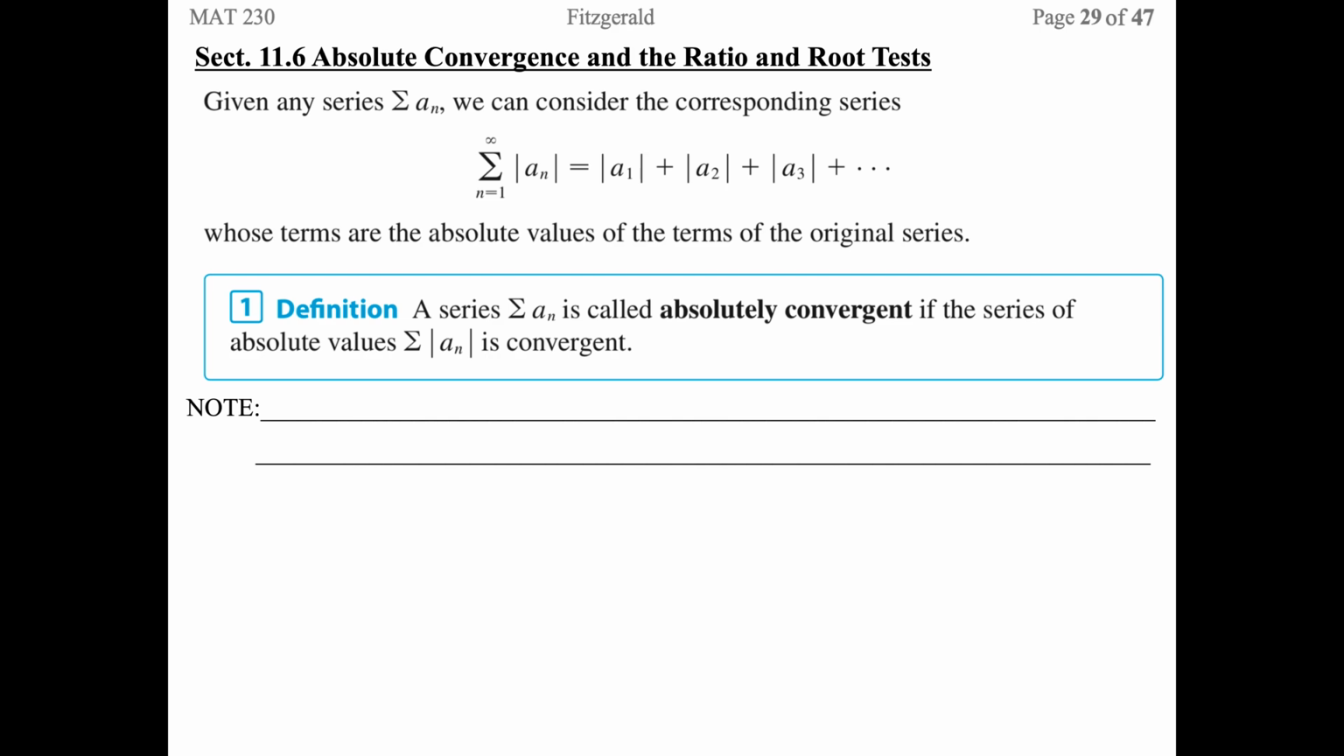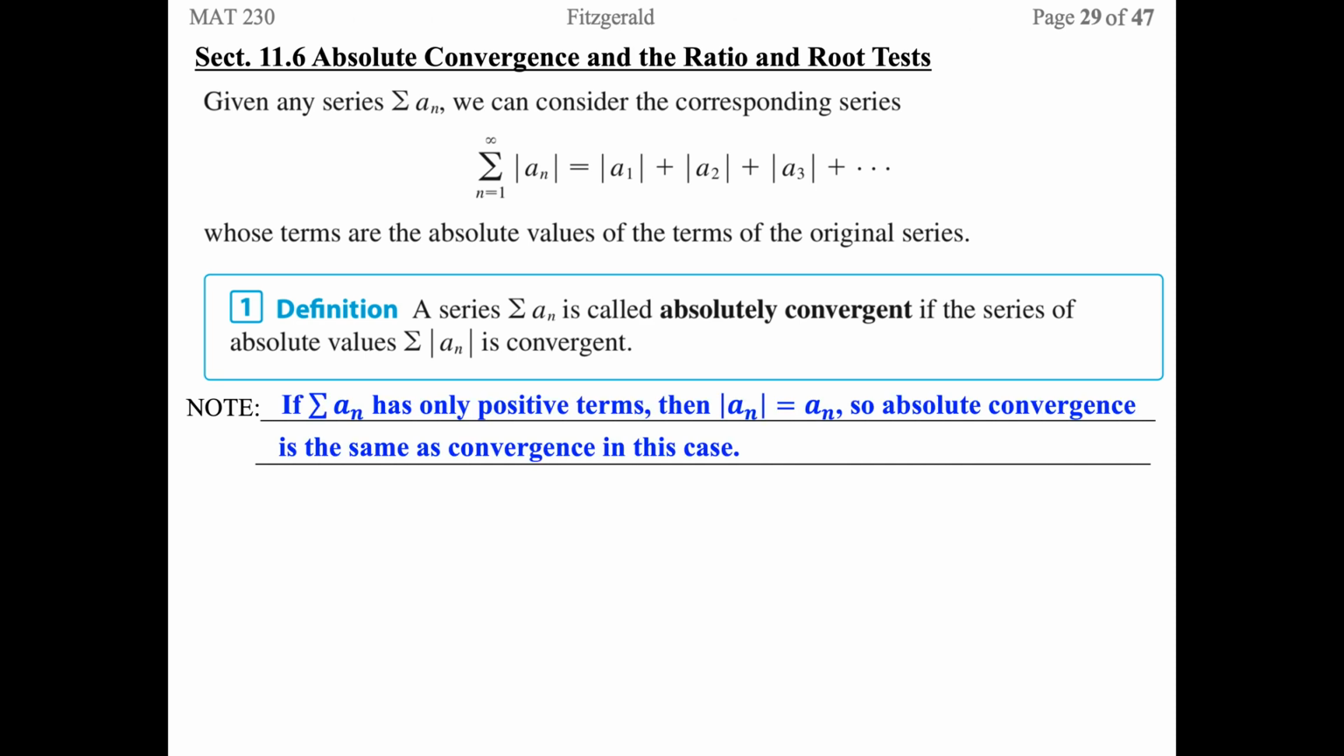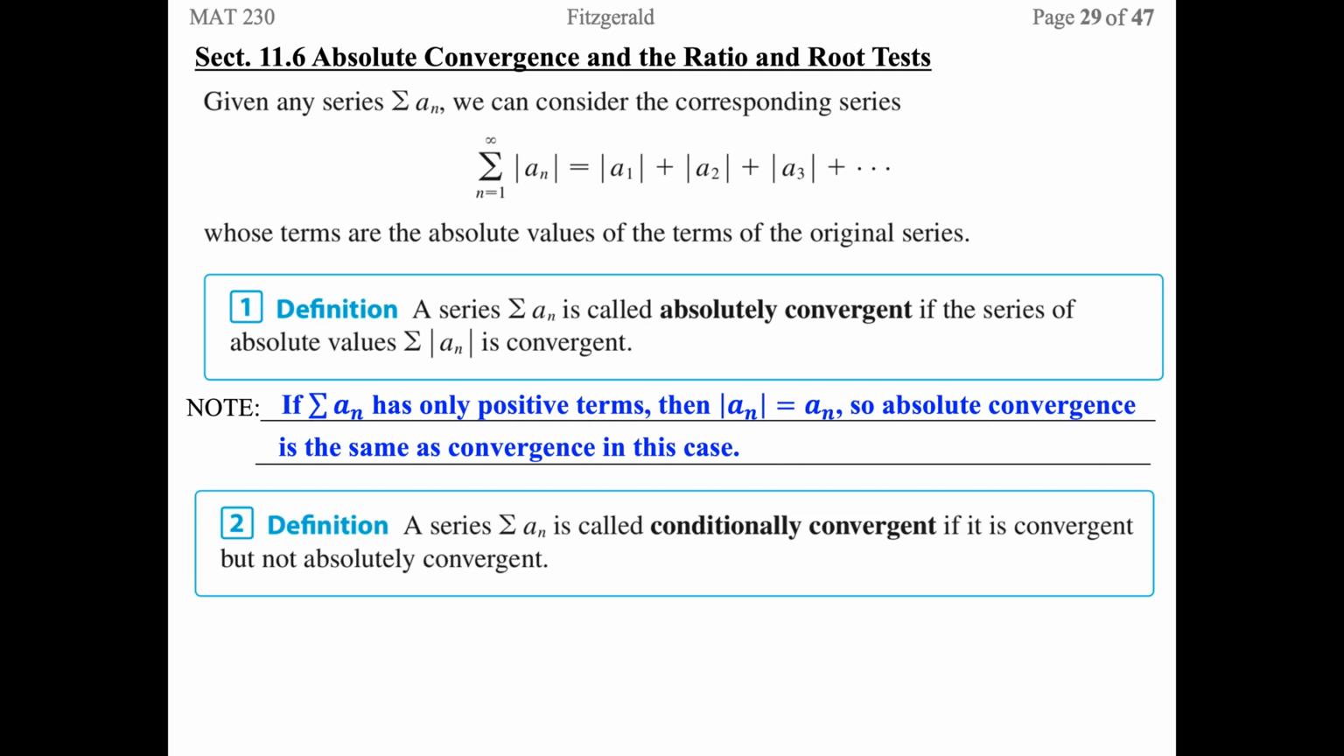the summation of a sub n, absolutely convergent if the series of the absolute values, the summation of absolute value of a sub n, is convergent. If our series has only positive terms, then the absolute value of our sequence function is equal to the original sequence function. So absolute convergence is the same as convergence in this case. Definition 2: a series, the summation of a sub n, is called conditionally convergent if it is convergent but not absolutely convergent. We'll look at an example of that.